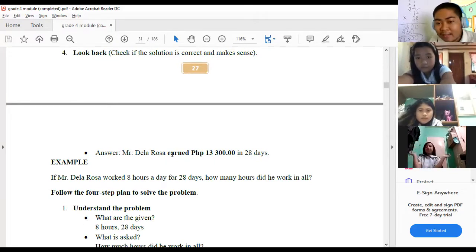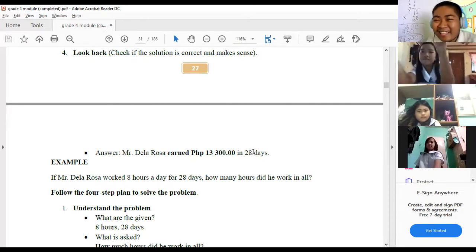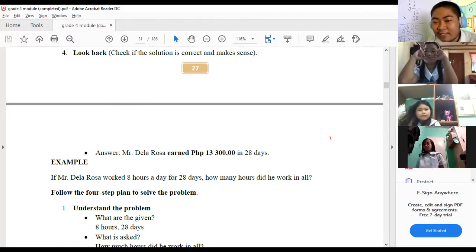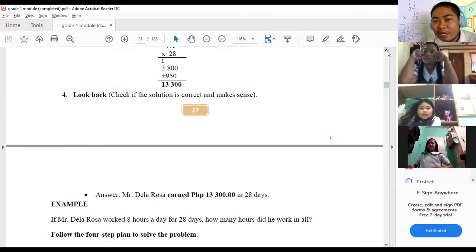Mr. De La Rosa earned 13,300 pesos in 28 days. Okay. So that is the answer. So get it? Yes. Have you understood the lesson? Yes. So let's go back to our steps.